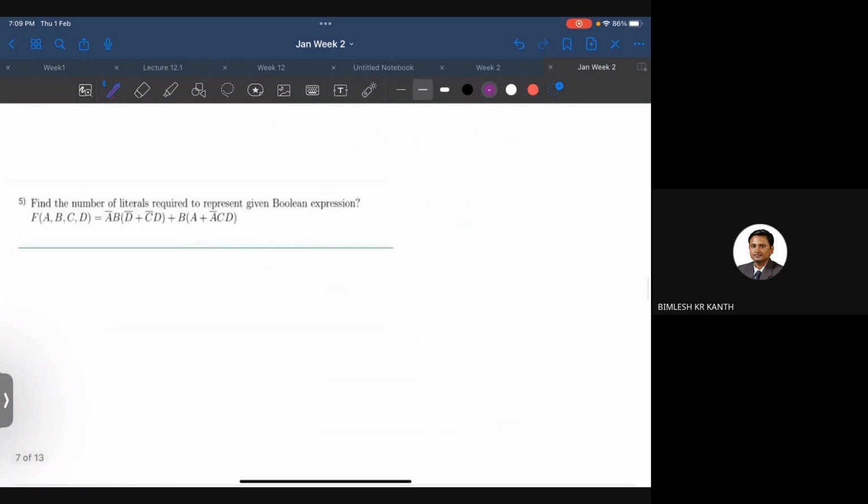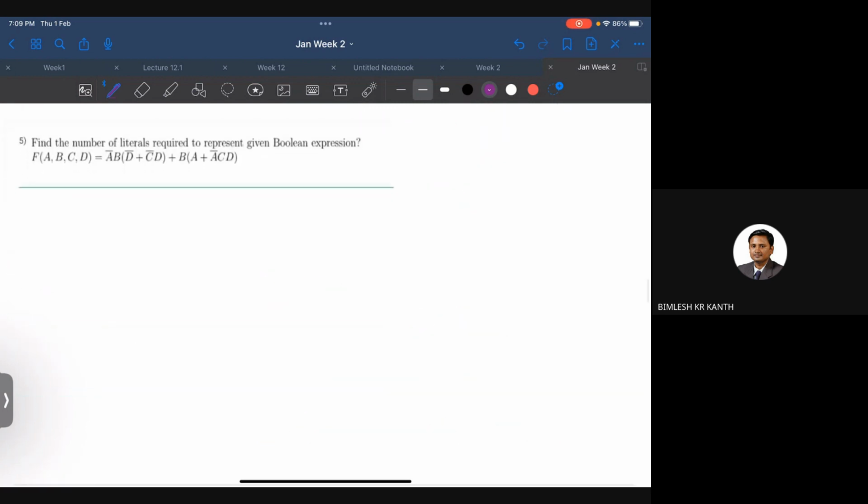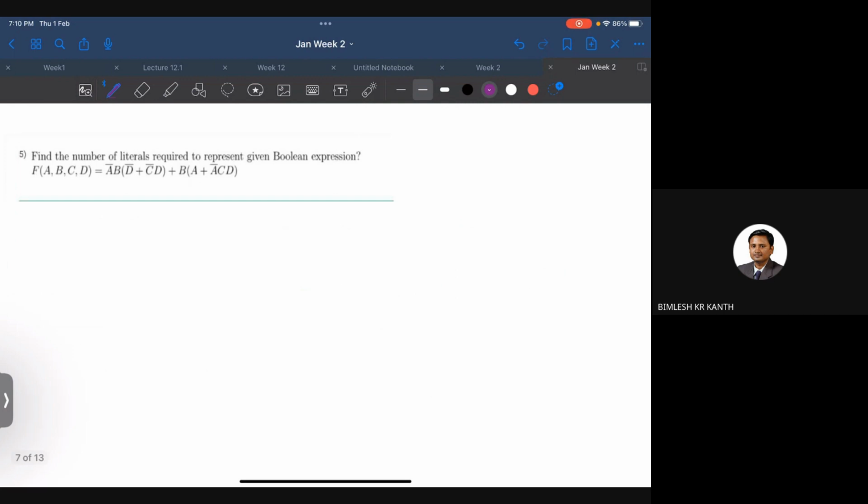Okay, now we'll move to the next problem. Find the number of literals required to represent the given Boolean expression. So what is the Boolean expression given? A bar b d bar plus c bar d plus b a plus a bar c d, right? So you have to minimize the expression, so let's minimize the expression.